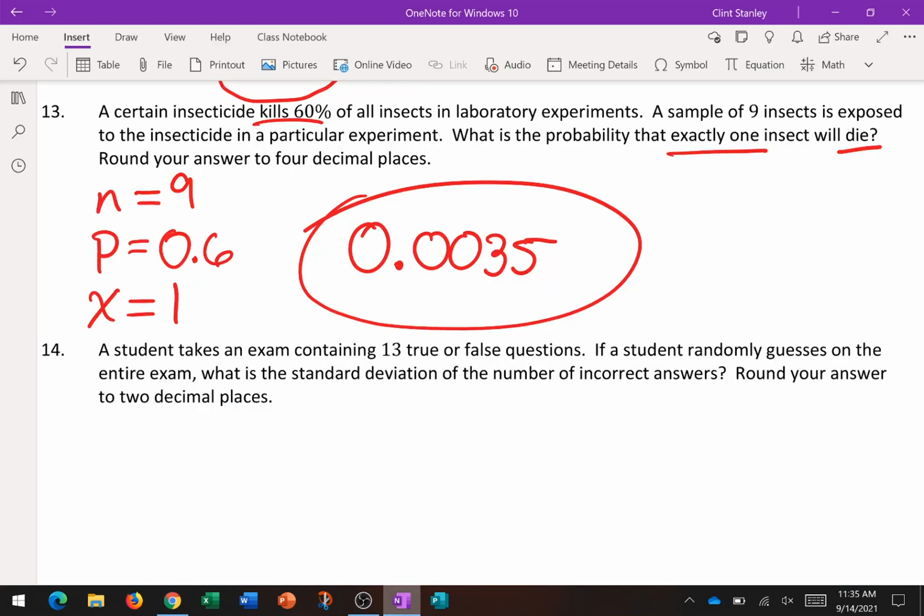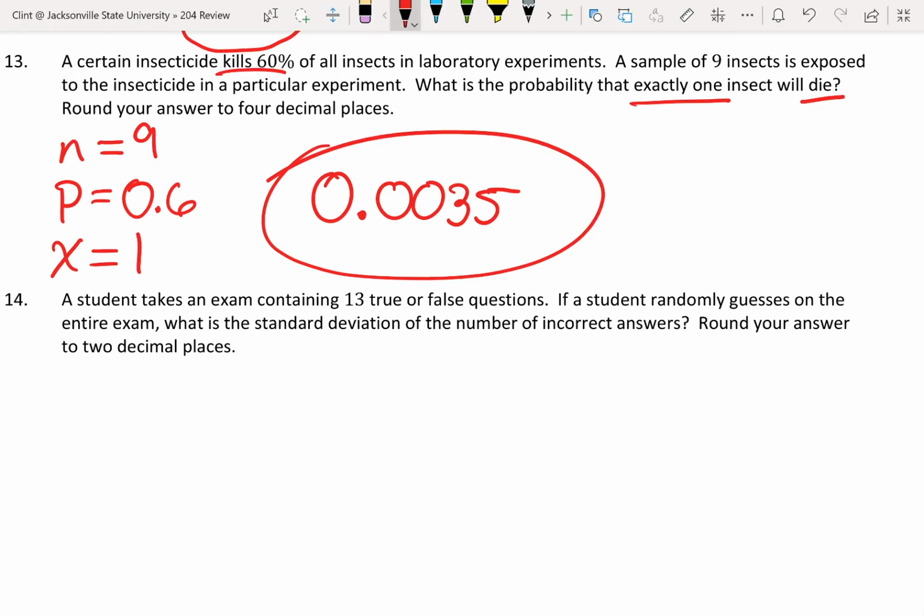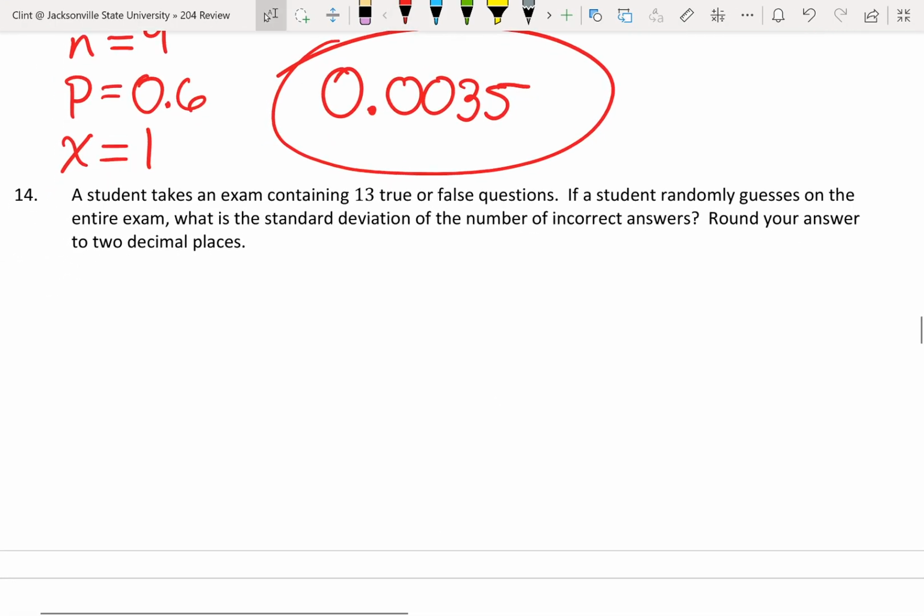Okay. 14 says a student takes an exam containing 13 true or false questions. The student randomly guesses on the entire exam. What's the standard deviation of the number of incorrect answers? So before you jump into the standard deviation part, look at what kind of data we're dealing with here. They're true or false questions. So we only have two possibilities. So we're dealing with a binomial distribution.